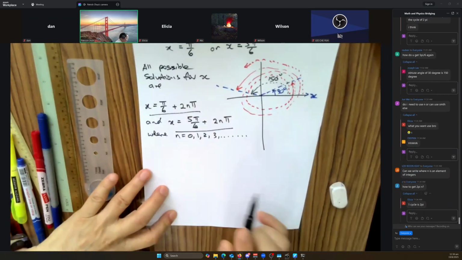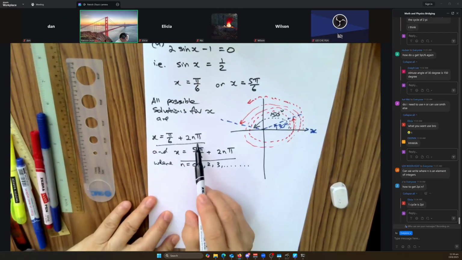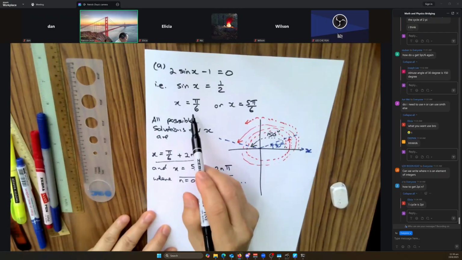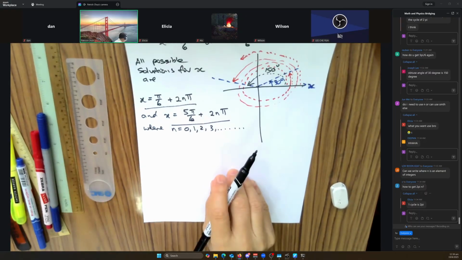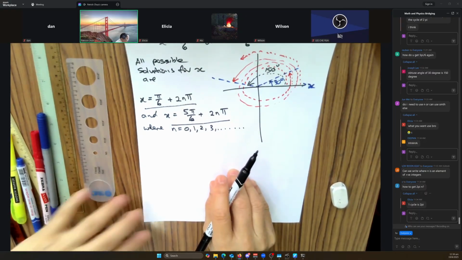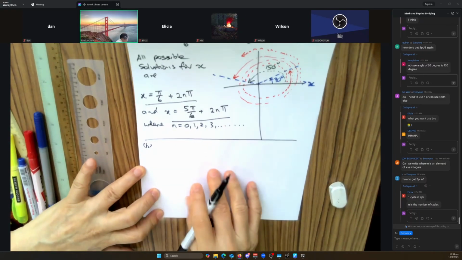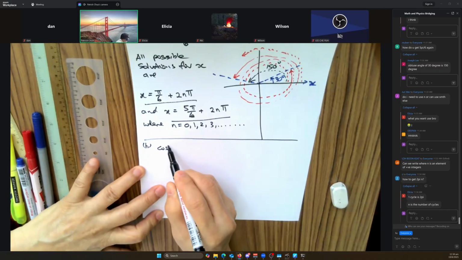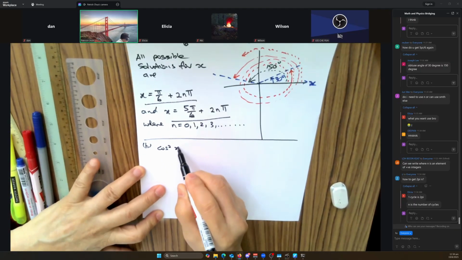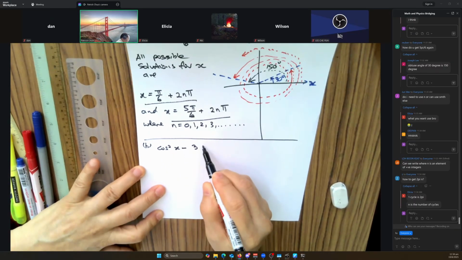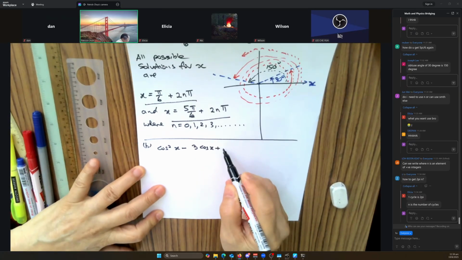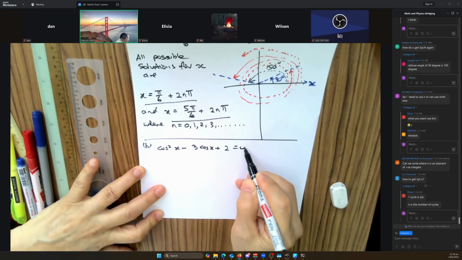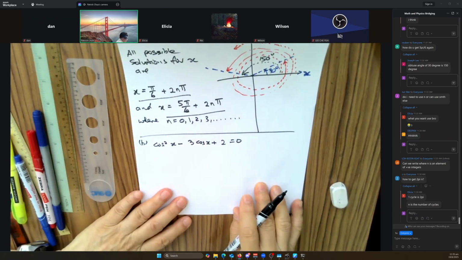All right. So I think most of you did not get these two. You only get this or this, right? So you do not get full marks for that. Okay, now we go to B. B is cosine square x minus 3 cos x plus 2 equals 0. Find all possible solutions of x.